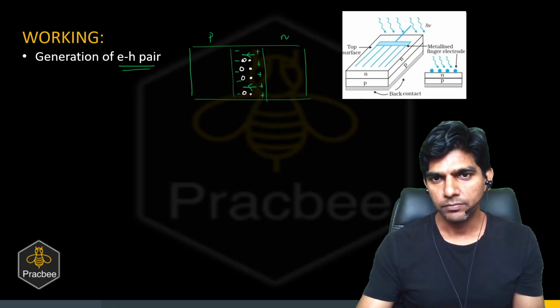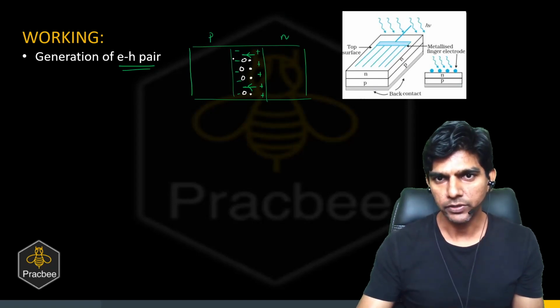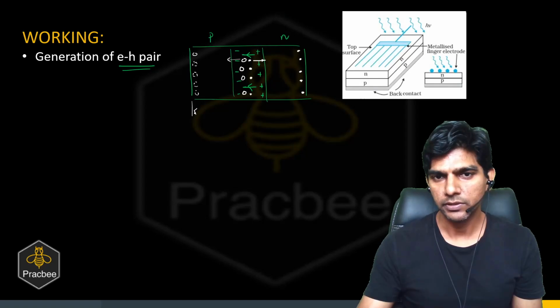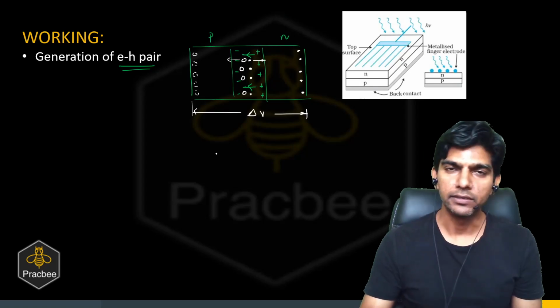Now what would happen due to this electric field? So these holes will accumulate on this side, right? And these electrons will accumulate on this side. Now due to this, there will be a potential difference. So there will be some potential difference at the ends.